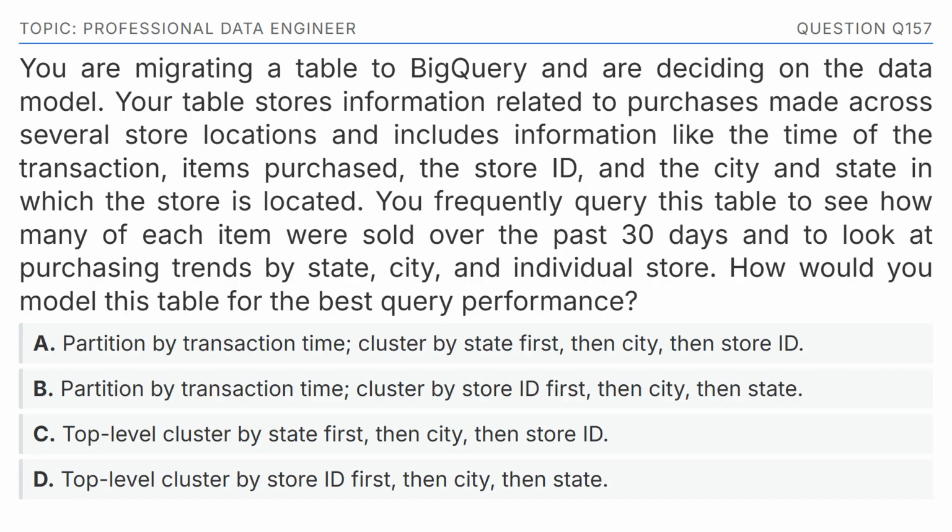The options are: Option A, partition by transaction time, cluster by state first, then city, then store ID. Option B, partition by transaction time, cluster by store ID first, then city, then state. Option C, top-level cluster by state first, then city, then store ID. Option D, top-level cluster by store ID first, then city, then state.